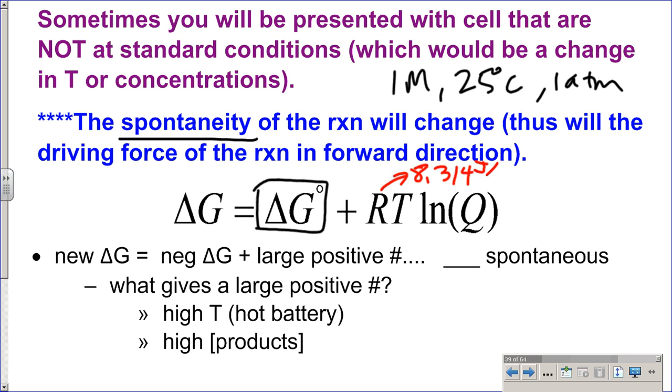8.314 joules per mole. Okay, so what is temperature, what must it be measured in? Kelvin. And then this Q thing. What is Q? Reaction quotient. Yeah, before equilibrium. Right, concentration of products over concentration of reactants, right?